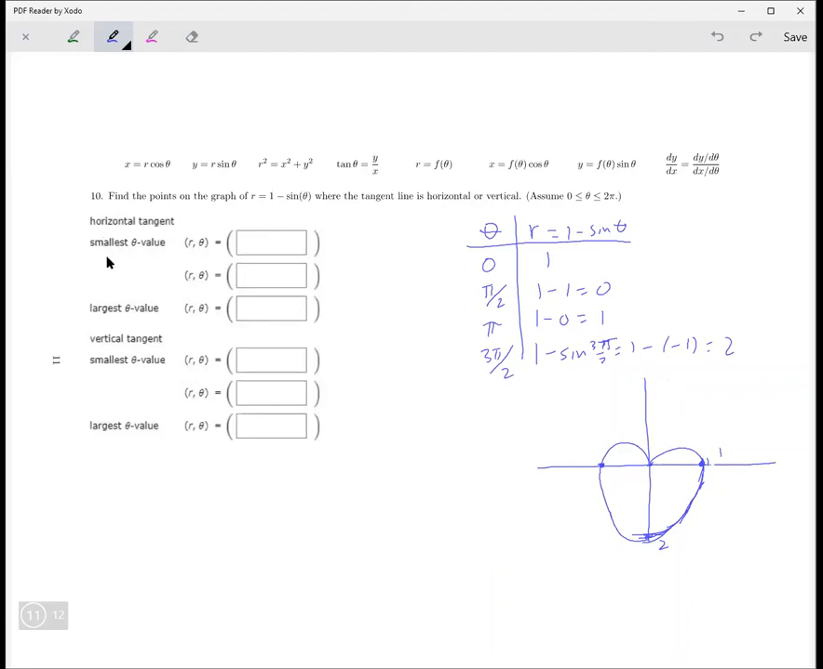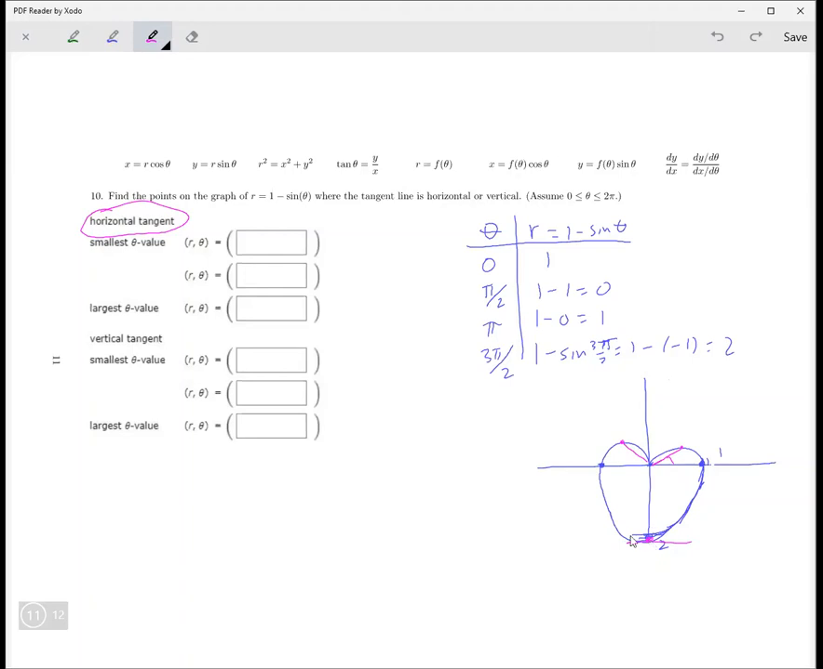Okay, so you want to find all the places where there's a horizontal tangent, and it looks like you can kind of tell that there's going to be one here, here, because it looks horizontal, and right here. And so this looks like your smallest angle right here, right? And then this looks like your intermediate one, and this looks like the largest angle.